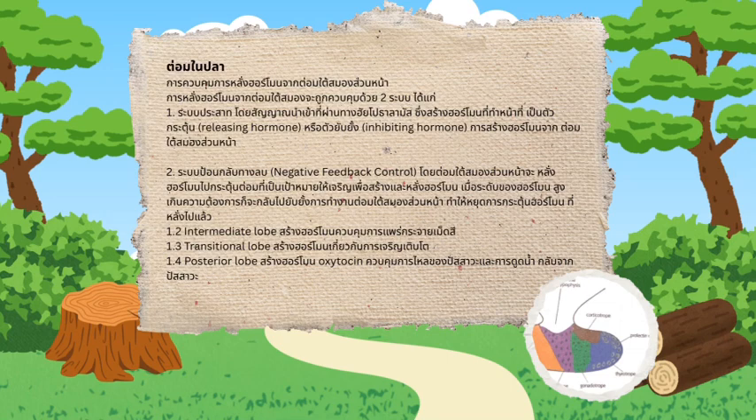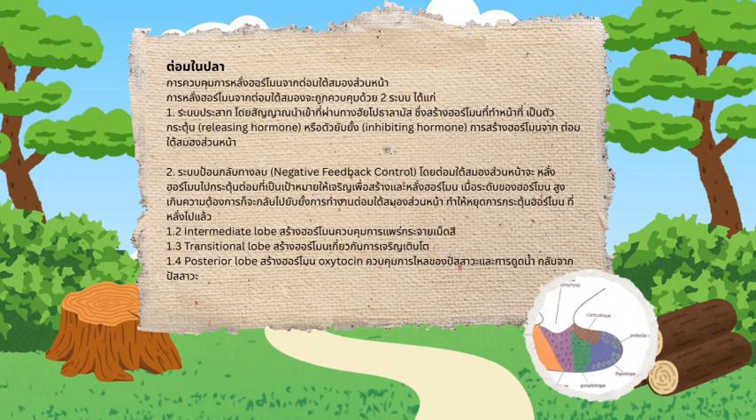Summary. 1. Neural control. Signals from the hypothalamus regulate the anterior pituitary. The hypothalamus produces releasing hormones, which stimulate, or inhibiting hormones, which suppress, the secretion of pituitary hormones. 2. Negative feedback. Hormones from the anterior pituitary stimulate target glands to produce hormones. When hormone levels are too high, they inhibit the anterior pituitary, stopping further hormone release.